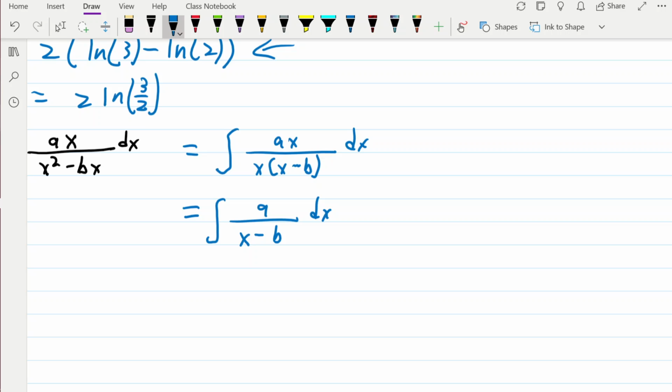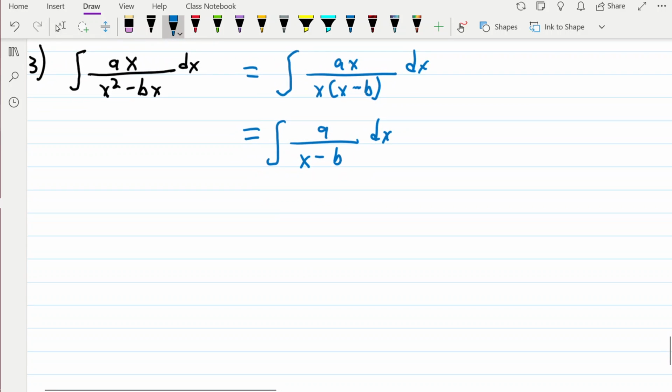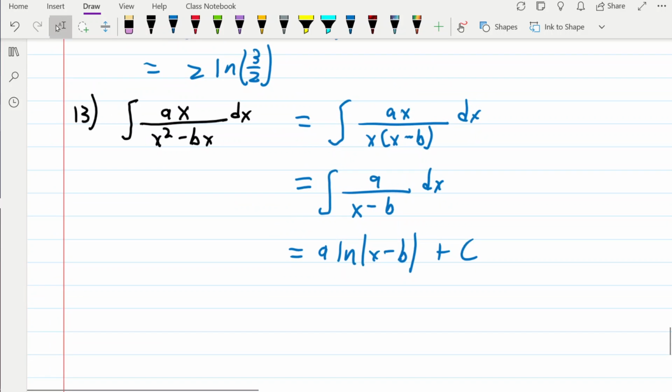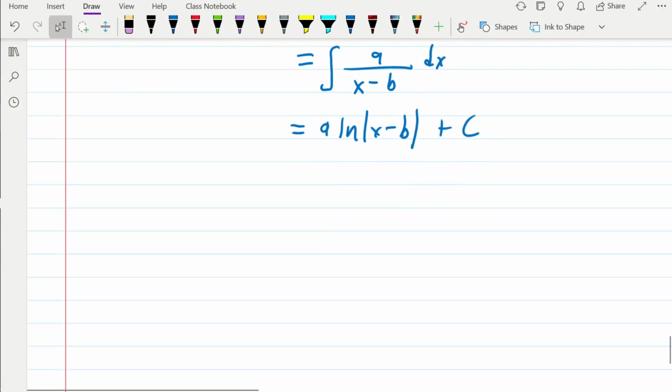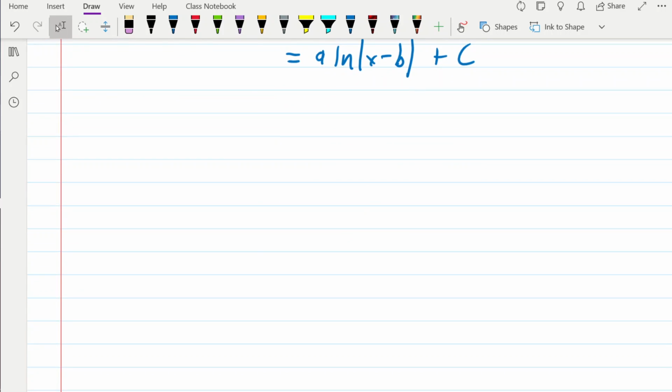And it's just going to be easiest to do a u substitution here. So this is going to be equal to a ln x minus b plus c. And then we can just check the answer. A times ln of x minus b plus c is the correct answer. So 13 is nice and easy, just a nice u substitution with constants.